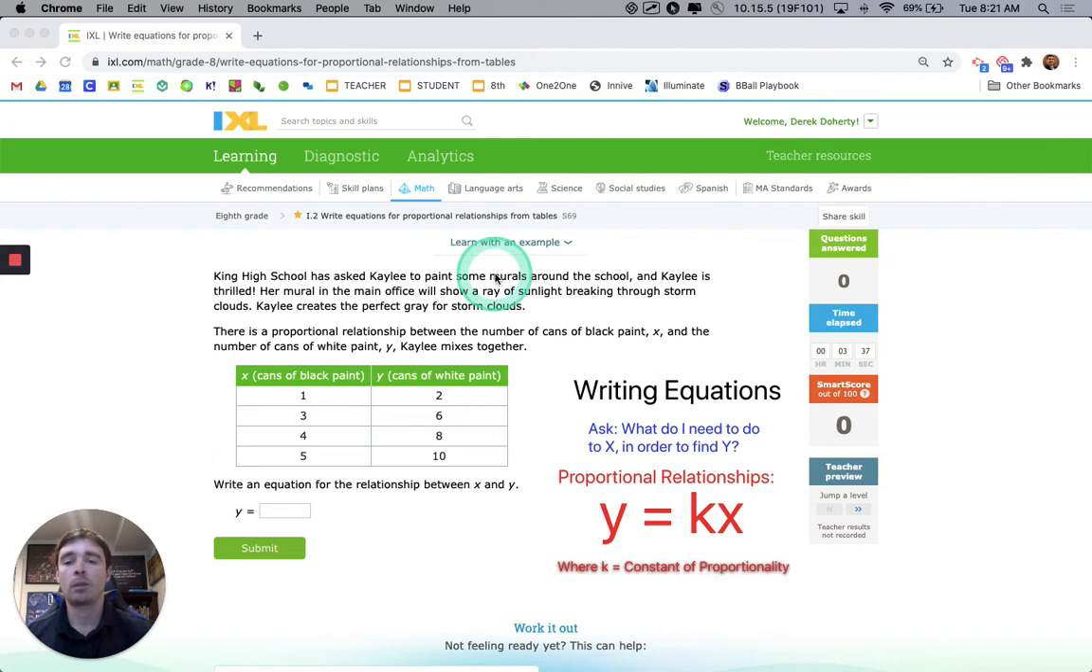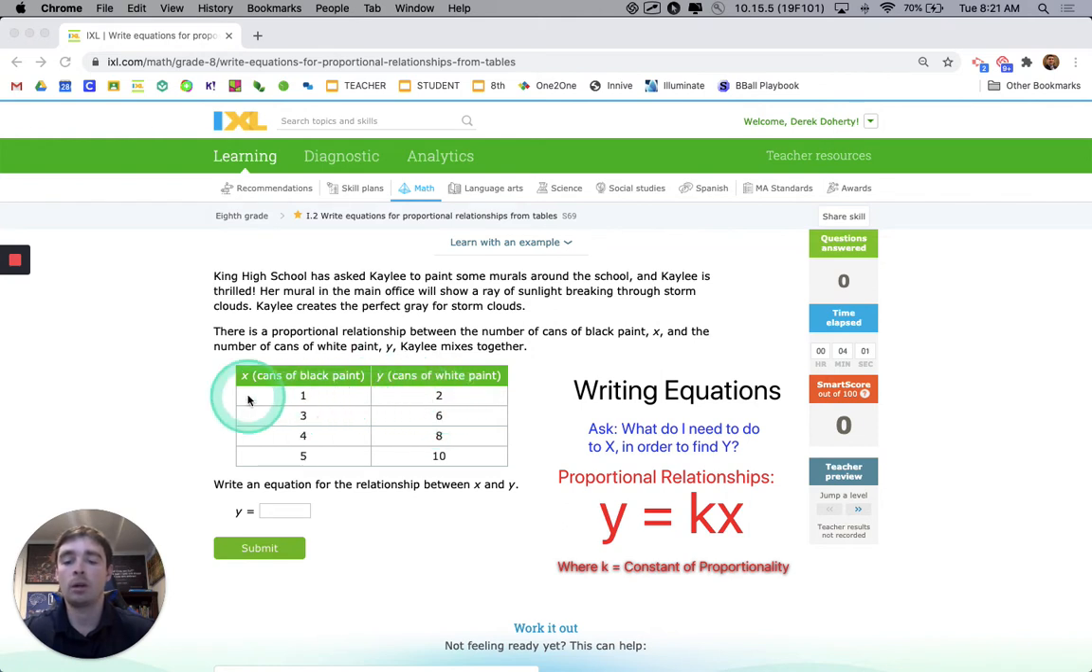Here for this first problem, we could dive into the details, but these are all going to be proportional relationships between two variables. In this case, somebody's painting and we're looking at the comparison between the cans of black paint they use and the cans of white paint they use. In these proportional relationships, I'm looking for a consistent pattern, and what I see here is every time I take the y and divide by x, I always get 2.